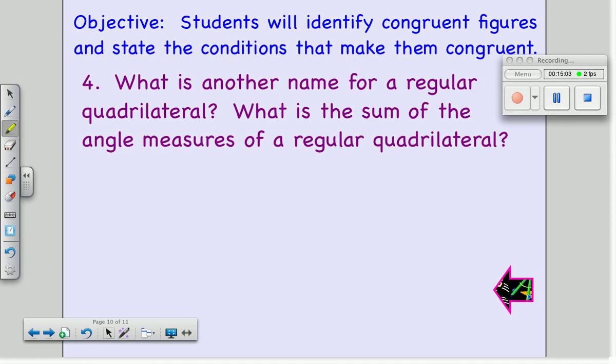What is another name for a regular quadrilateral? So quadrilateral, remember, is a four-sided figure. So a regular four-sided figure means it's all equal sides. If it's regular, all equal sides. So what is that called? Your answer would be square.